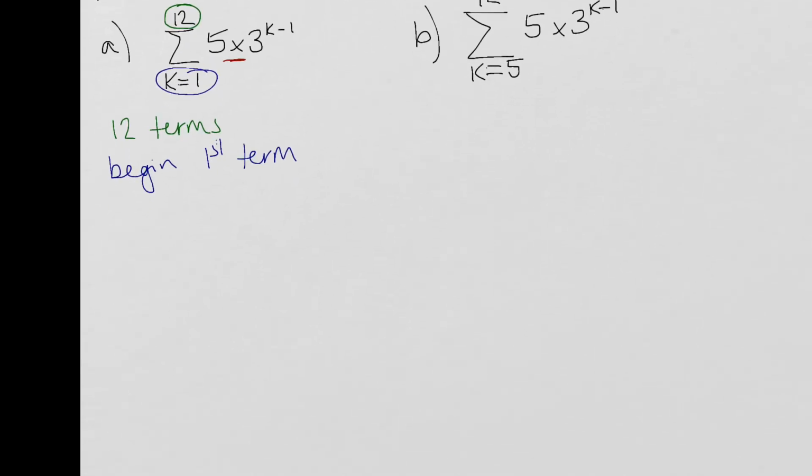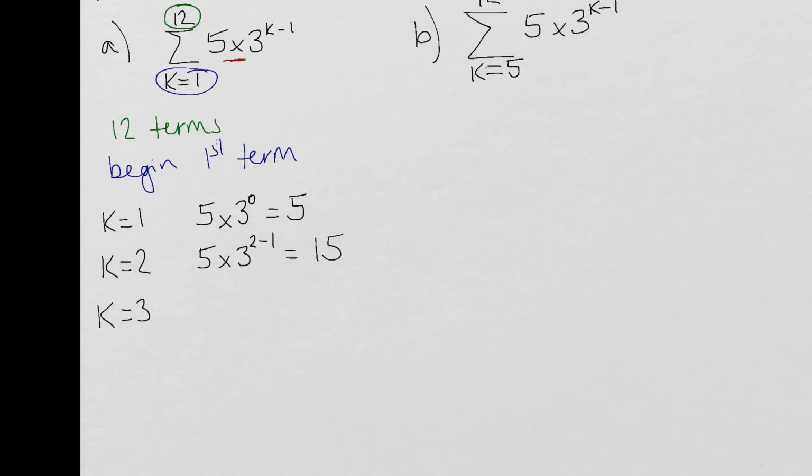So let's have a look. If I started off by saying that k was equal to 1, I can work out what my first term is. That would be 5 times 3 to the power of 0. That's the same as 5 times by 1, because anything to the power of 0 is 1. My second term is going to be 5 times by 3 to the power of 2 minus 1. That's going to be 5 times by 3, which is 15.